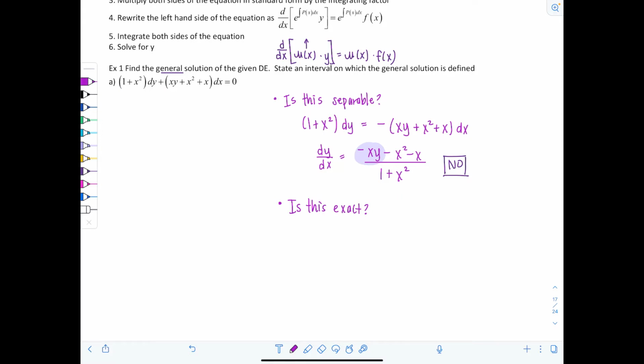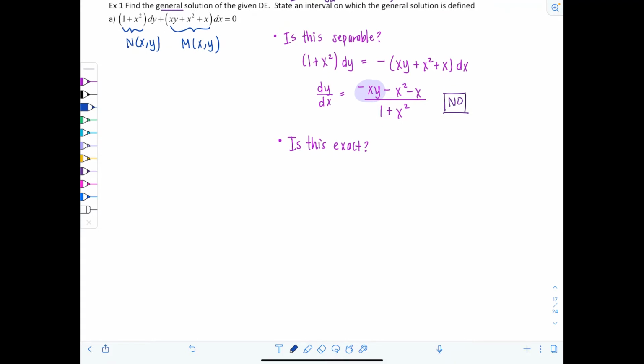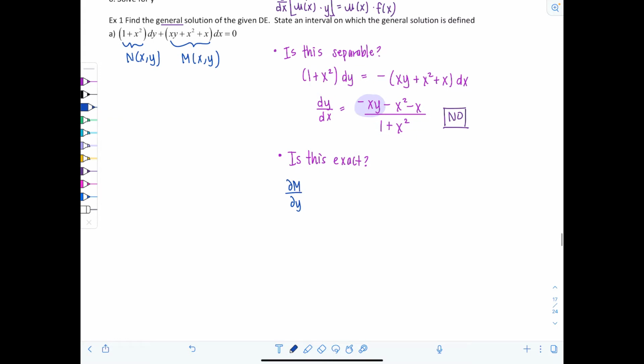So remember, whatever function is multiplied by the differential dy, we call that N of x,y, and whatever is multiplied by dx, we call that M of x,y. And when we want to check whether or not a differential equation is exact, we need to check if del M del y is equal to del N del x, right? So del M del y, take the partial derivative of xy plus x squared plus x with respect to y, you just get x.